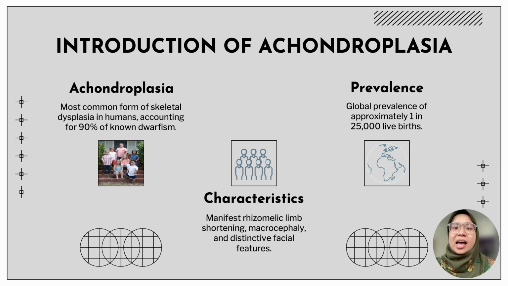Achondroplasia is characterized by rhizomelic limb shortening, macrocephaly, and distinctive facial features. Achondroplasia is a genetic disorder that causes abnormal bone growth in the arms and legs. Achondroplasia is caused by a mutation in the fibroblast growth factor receptor 3 (FGFR3) gene. Most cases of achondroplasia, about 80%, are not inherited from a parent with the condition. There is no cure for achondroplasia, but treatment can help manage the symptoms and improve quality of life.